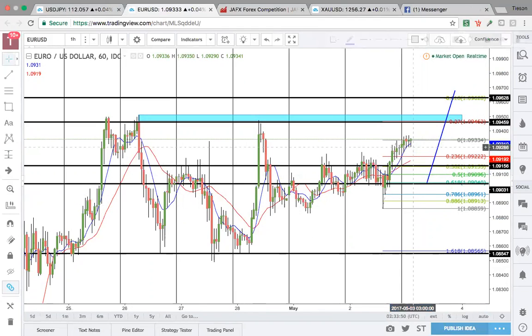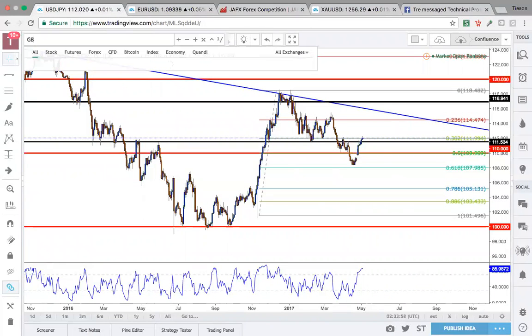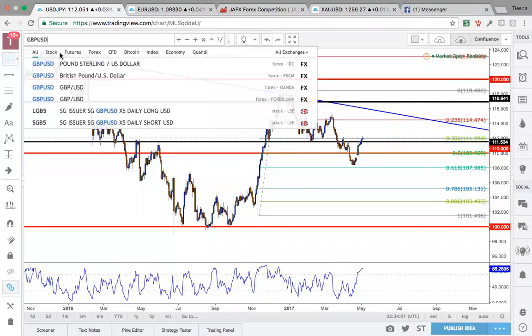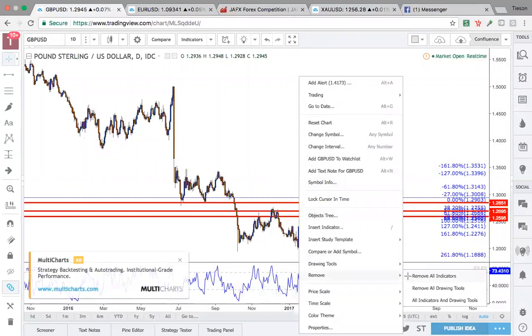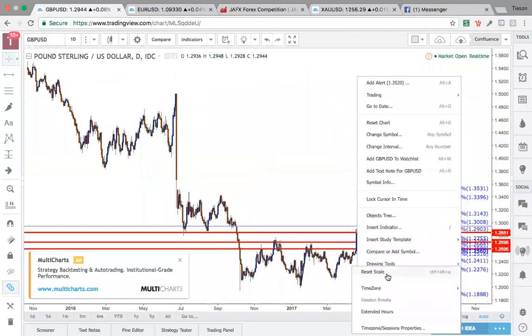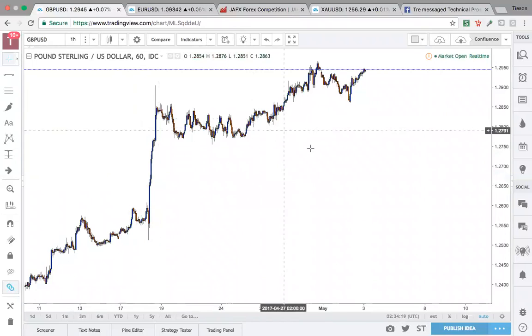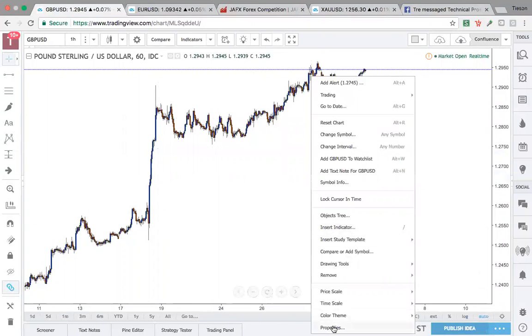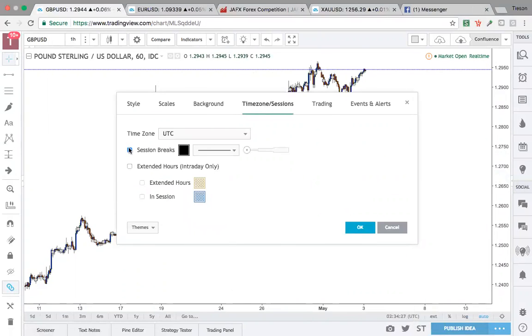I enter and exit off fibs. So I'm going to show you last night a perfect example. I sent it in the group earlier, but I'm going to show you a textbook example. And this is just raw price movement. All right, so this is the daily chart. Let's go down to the hourly. All right, so finding period separators, right click, properties, time zone sessions, session breaks on.